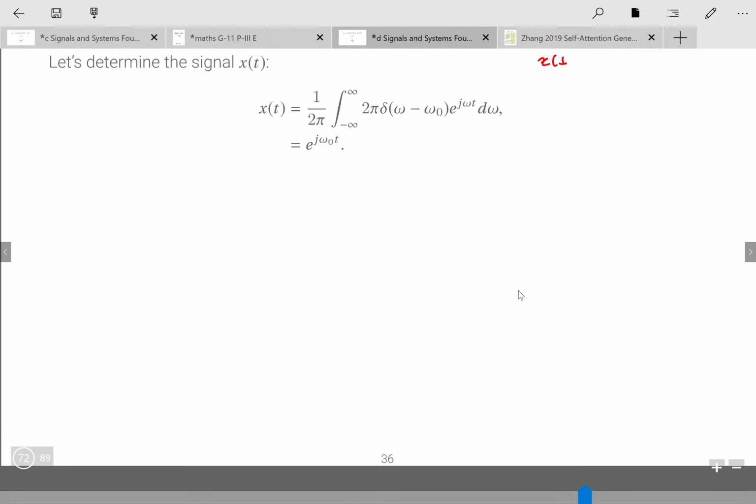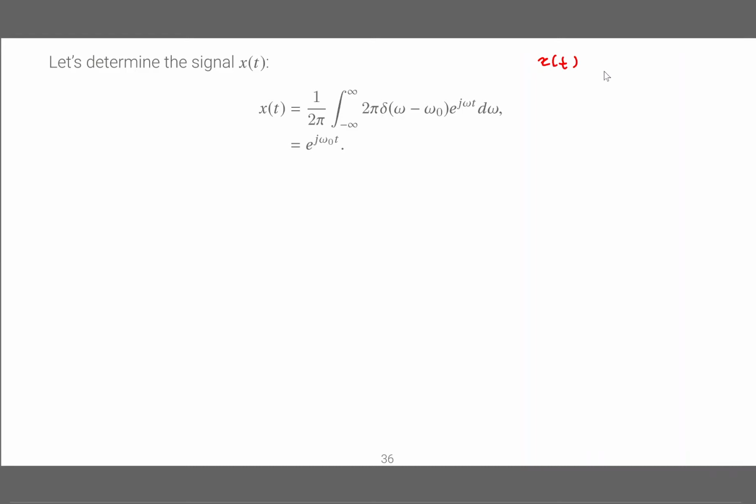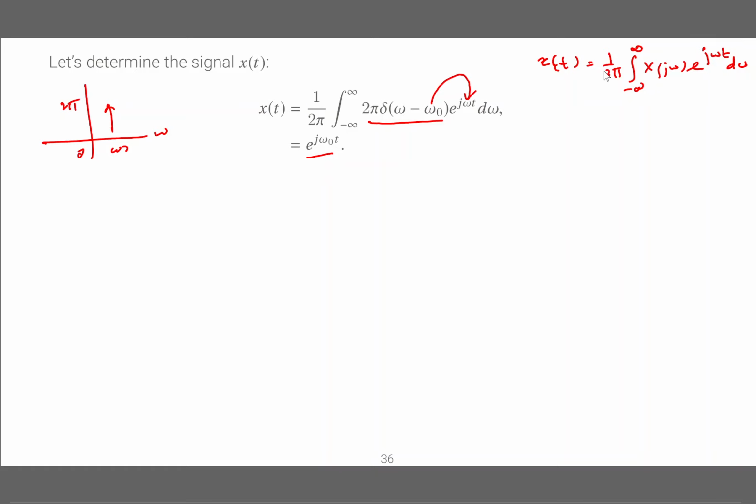x(t) equals 1 over 2 pi, integral from minus infinity to infinity, X(j omega) e to the power of j omega t d omega. So there you go, 2 pi delta(omega minus omega naught). We can substitute omega with omega naught, and then that would be the answer, because e to the j omega naught t is a constant with respect to omega. So you can see for an impulse of area 2 pi located at omega naught in the frequency domain, the corresponding time domain signal x(t) is this complex exponential.